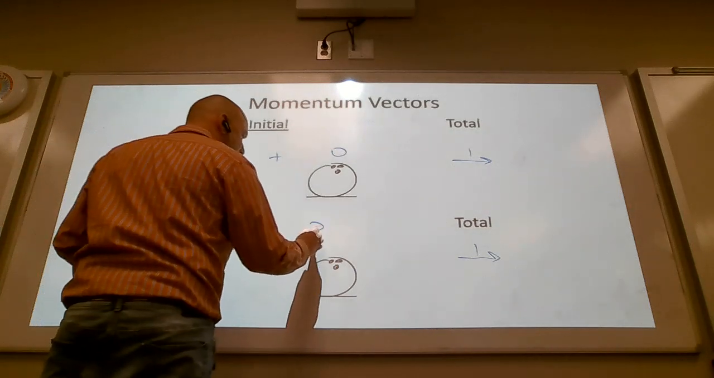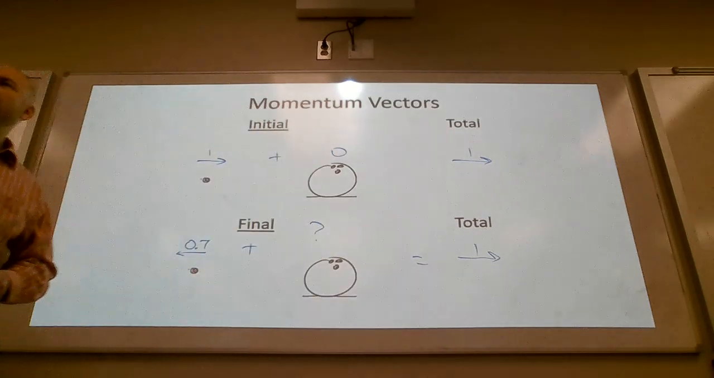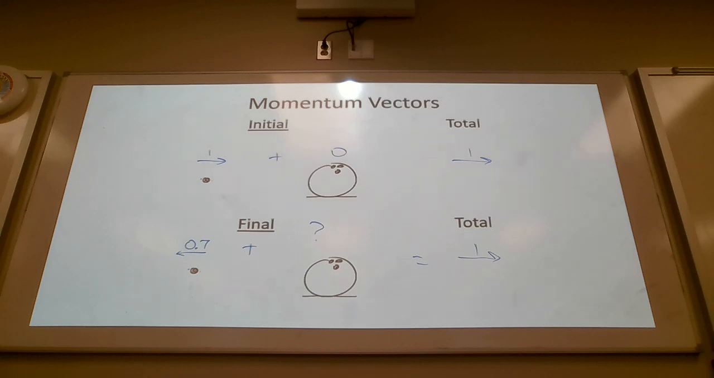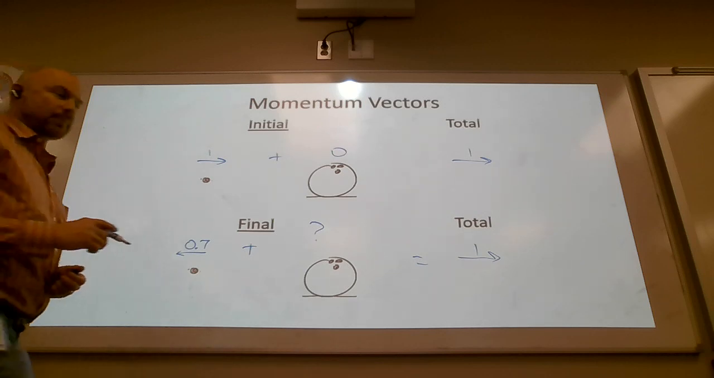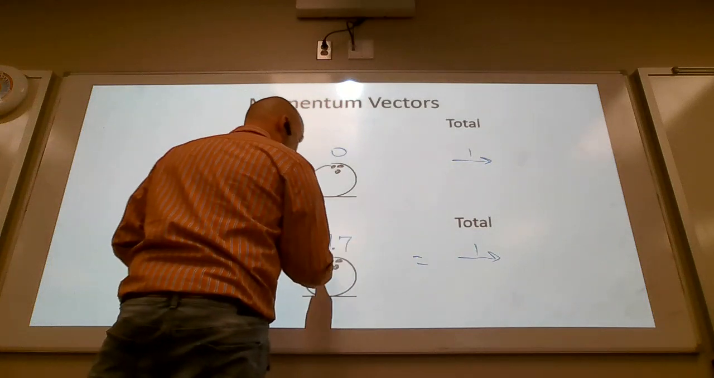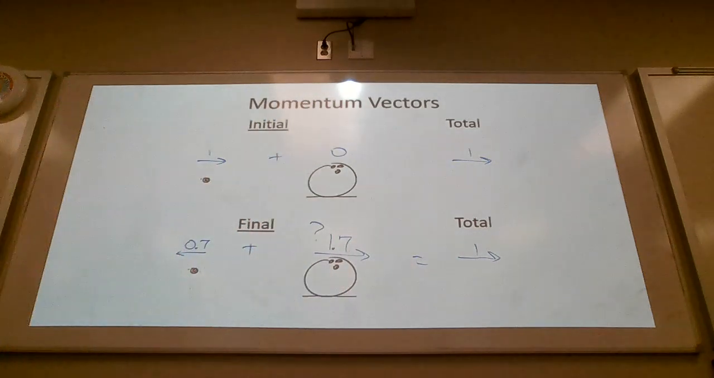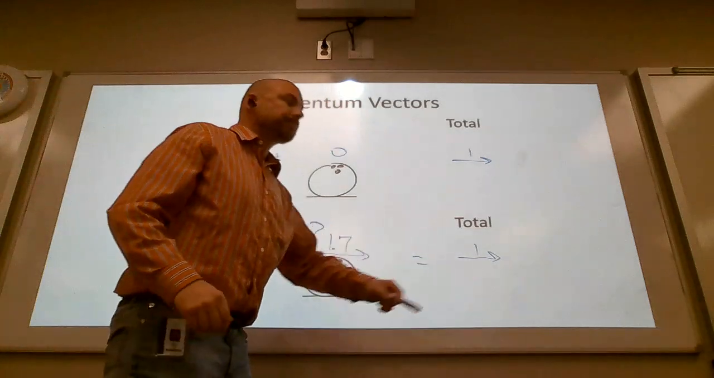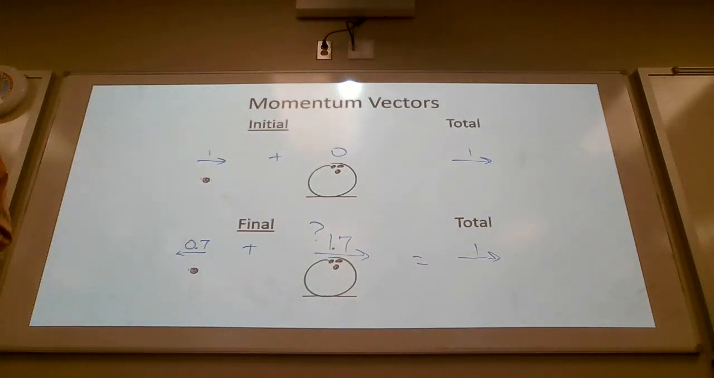0.7 to the left plus something has to equal 1 to the right. What is that something? 1.7 to the right. What? It has more momentum than the golf ball did originally? Yeah, but the total momentum of the system is 1. Wow, does that mean the bowling ball is rolling faster than the golf ball? Remember, this is momentum, not velocity.